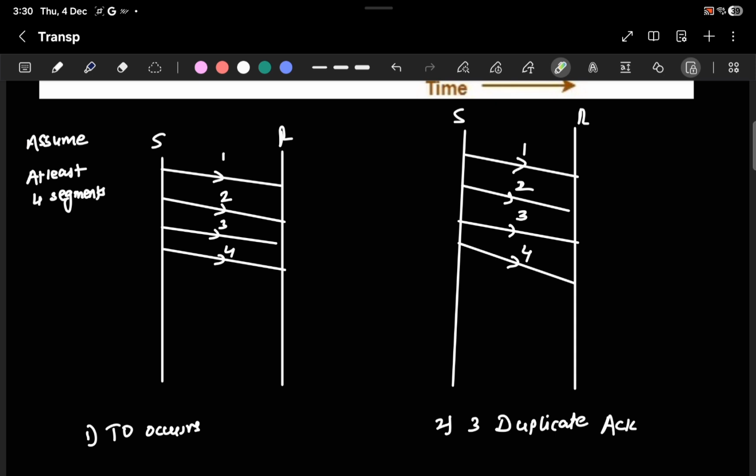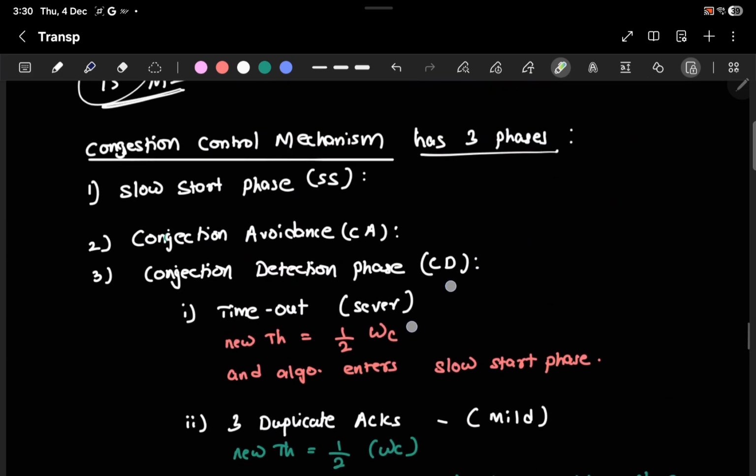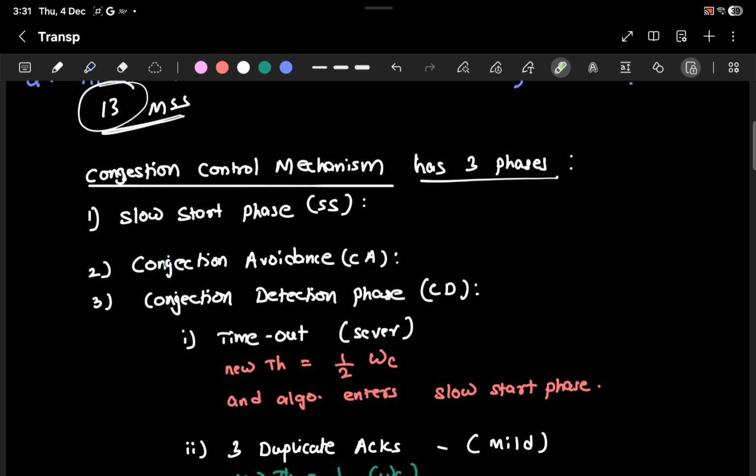We can send 1 segment, 2 segments, 3 segments, but this assumption is so that the algorithm will work smoothly without any problem. So I am assuming that at least 4 segments will be sent at a time, and I will receive an acknowledgement for those 4 segments. With this assumption, there are 2 cases for congestion detection. There are 2 ways we can detect congestion: with timeout, and second with 3 duplicate acknowledgements.